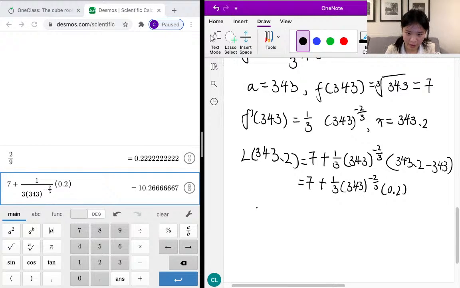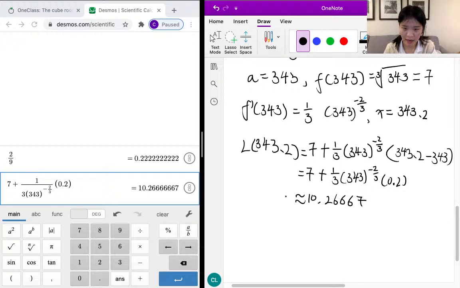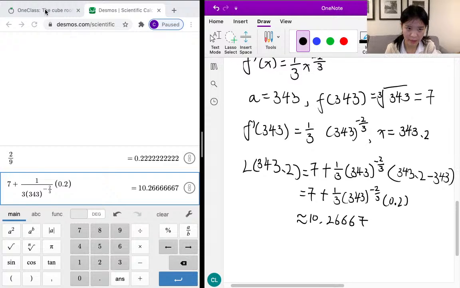So the answer is just 10, and we want to round it to 5 decimal places, which is an odd request in my opinion. So the answer would just be 10.26667, because the sixth decimal digit is larger than 5, so we round it up. So yeah, this is our answer of the linear approximation.